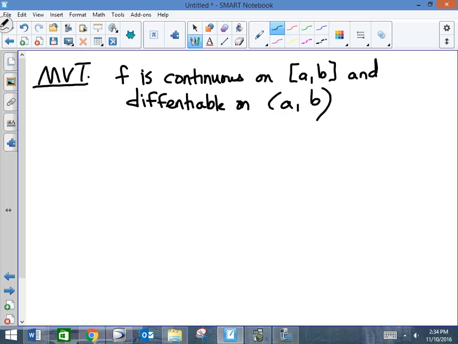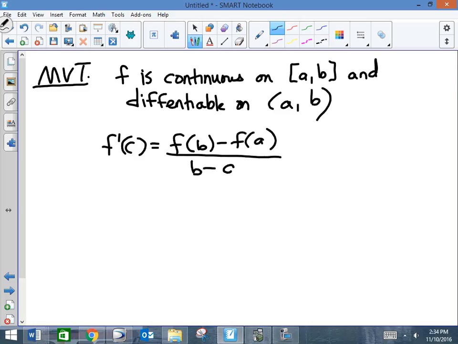There is at least one value C such that F prime of C equals F of B minus F of A over B minus A. Does that look familiar? What's that? That's the derivative at C. C is in between A and B. That's the slope at C. And what's that? That's right. And at some point, they're the same, remember? Okay.